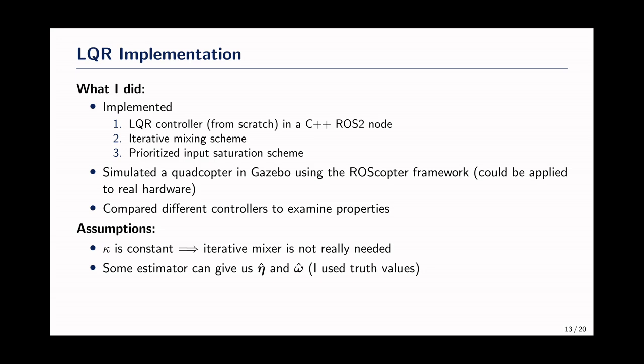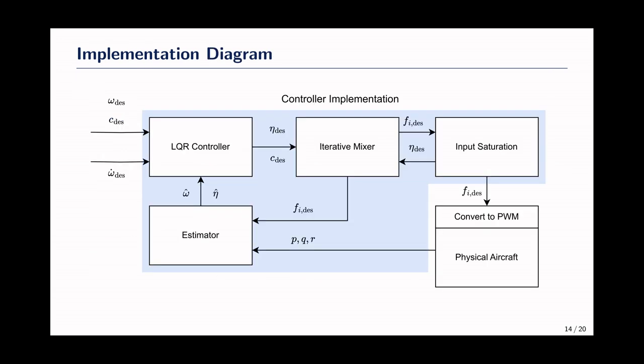And then I compared different controllers to examine some of the different properties between them. Now some assumptions that I made, in addition to the ones in the paper: I assumed the cap was a constant. I didn't have the data that I needed to compute the cap as a function of f, so I just assumed it was constant. And I also assumed that some estimator could give us eta hat and omega hat, so I just used the truth values.